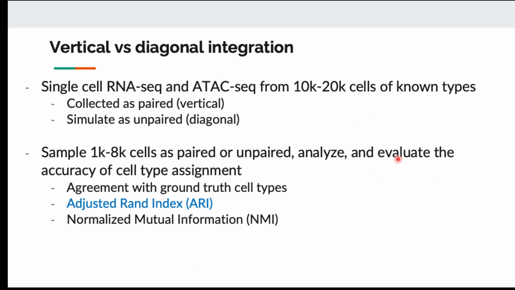So let's see what this kind of comparison does. They perform single cell RNA-seq and ATAC-seq from about 10,000 to 20,000 cells with known cell type. So this is a well-known tissue sample where you know what cell type to expect. In this case, they have blood samples and skin samples, and they know which cell types to expect. So they collect the data as a pair. They barcode each cell and analyze both the ATAC-seq and RNA-seq.